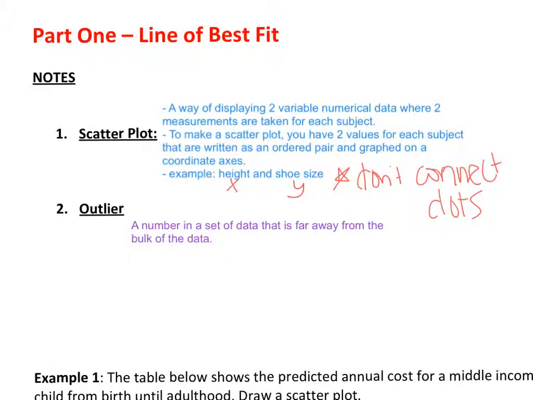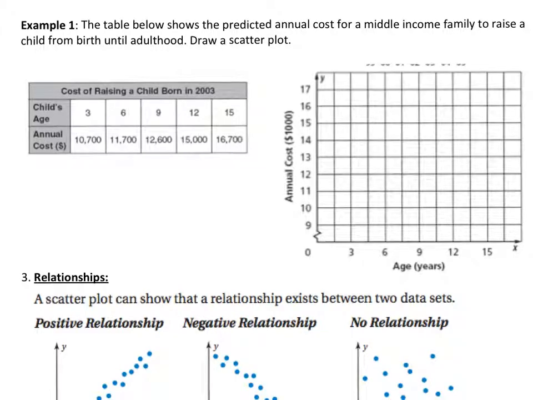An outlier, the second term, is a number in a set of data that is far away from the bulk of the data. So it is usually a number that is really big or really small compared to the rest of your data points. So in example 1, we're going to look at the table which shows the predicted annual cost for a middle-income family to raise a child from birth until adulthood.